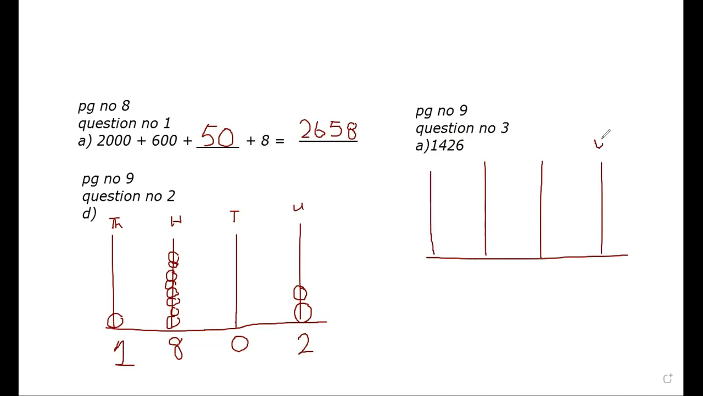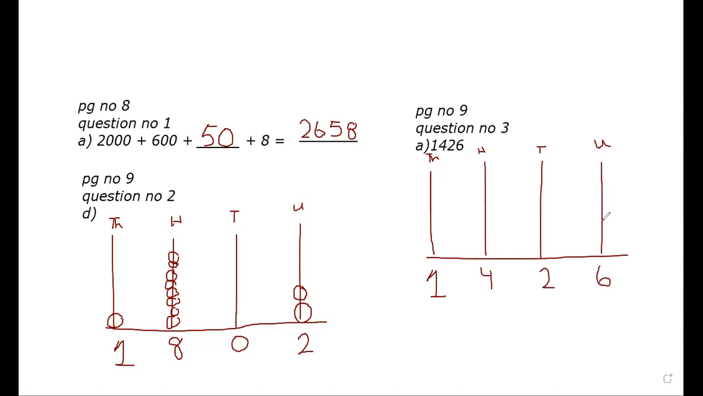We know that the first line is unit, second one is tens, third one is 100, and the last one is 1000. I'm going to write 1 under this line because it is in the 1000 place, and 4 is in the 100 place, so I'm going to write it under the hundreds line. This next one is 2, so I'm going to write 2 under the tens line, and the last one is 6, that is unit, so I'm going to write 6 here.